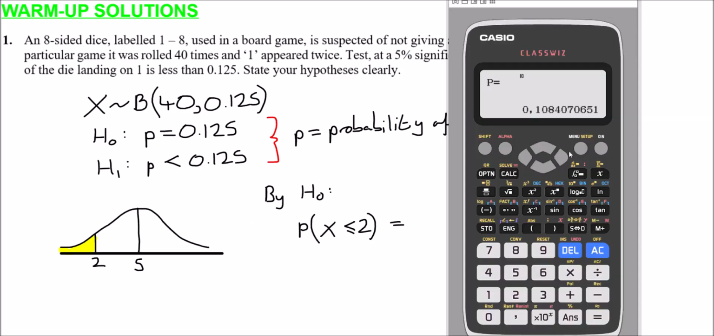So on the calculator, we're going to go menu, option 7. I'm going to go for binomial CD. So scroll down and press option 1 and press 2 for variable. This time, we want to work out the probability of up to 2 out of 40 1s appearing, where the probability of 1 appearing is 0.125. So press equals and press equals again. We get here about 0.1084.